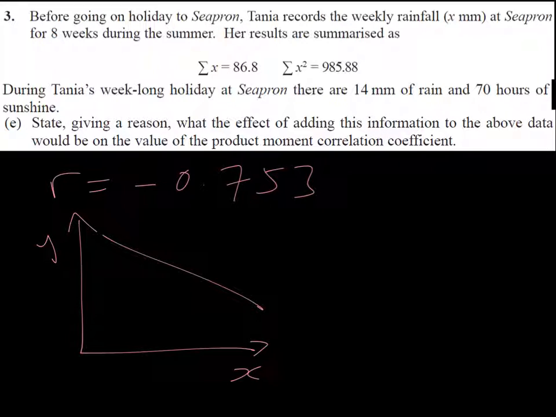Now, what we can see in the additional evidence that we have from Tanya is that we've got a smaller amount of rain and a higher amount of sunshine. So this would appear to be at odds with the data from which the model is generated, so therefore would weaken the relationship and therefore would reduce the value of R.